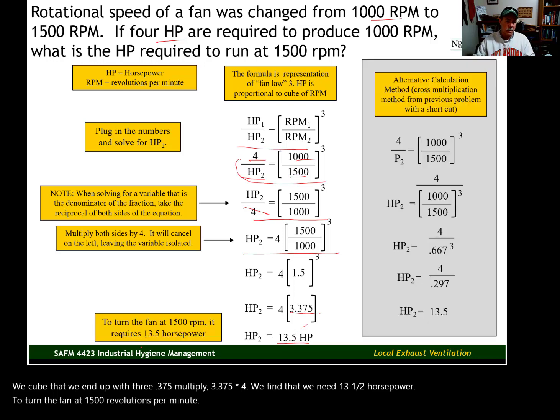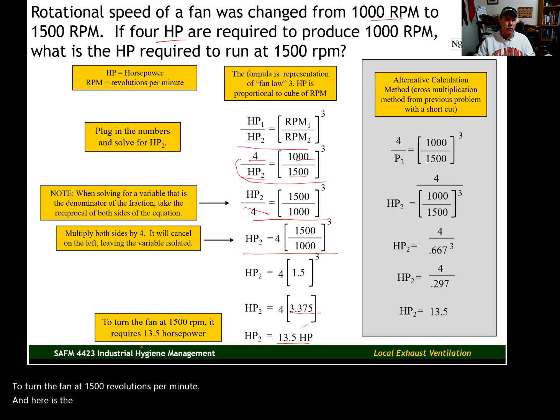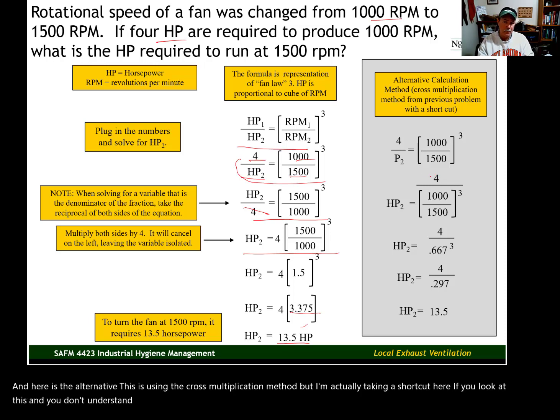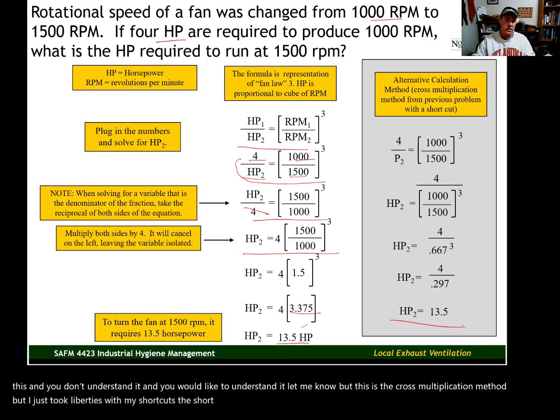And here is the alternative. This is using the cross multiplication method, but I'm actually taking a shortcut here. If you look at this and you don't understand it and you would like to understand it, let me know. But this is the cross multiplication method, but I just took liberties with my shortcuts. The short story here is you end up with the same solution, either method.